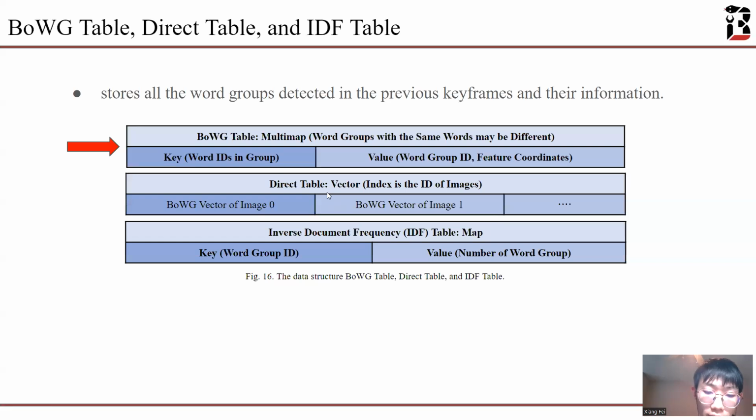Then is BoWG tables, which stores all the workgroups detected in the previous keyframe and their information. And the underlying data structure is multi-map. The reason we use multi-map is that workgroups with the same keys may be different workgroups since they may locate in different areas of the images. Therefore, different workgroups may have the same key, and workgroup ID is the only identifier of each workgroup.